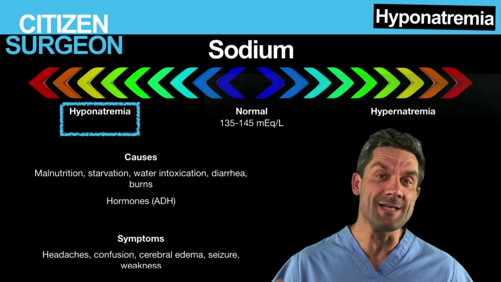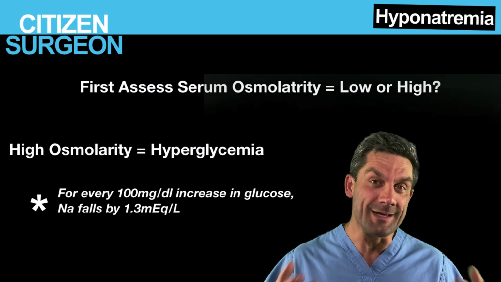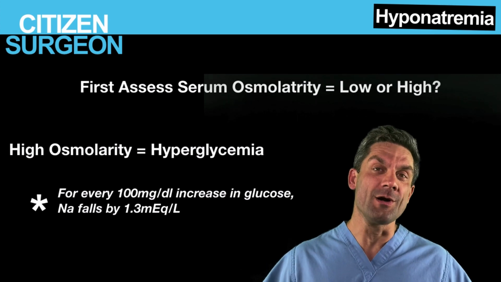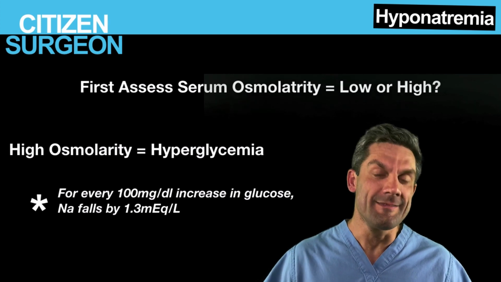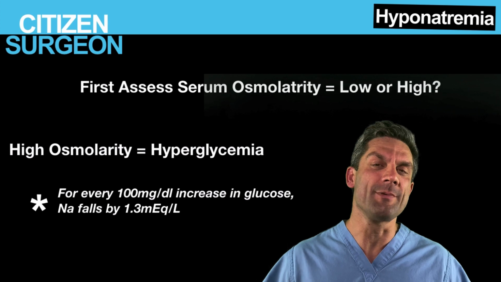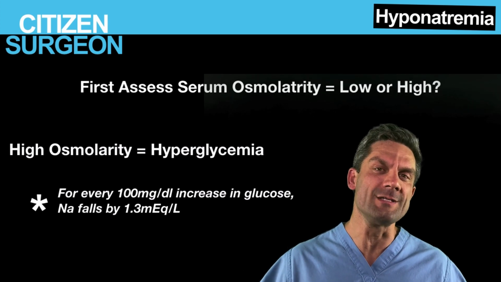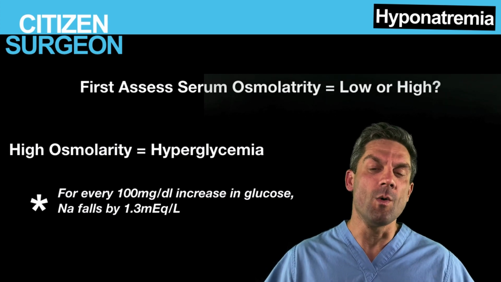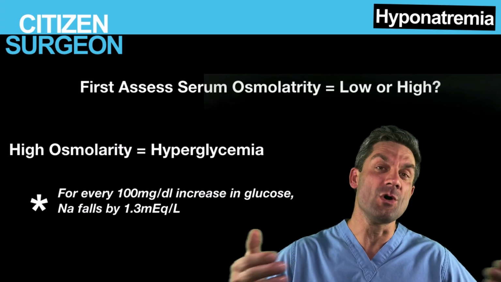So let's go into the various types of hyponatremia. Whenever you look at a hyponatremia, first you want to assess your serum osmolarity, and you can calculate that based on the equation I just gave you. In the case where you have high osmolarity and you have hyponatremia, that's usually due to hyperglycemia. And we know that for every 100 milligram per deciliter increase in your glucose, your sodium is going to fall by about 1.3 milliequivalents per liter. So as the glucose goes up, your sodium is going to fall.